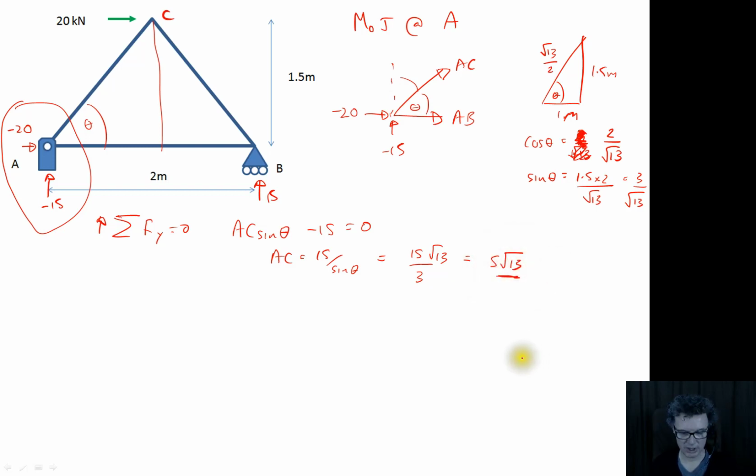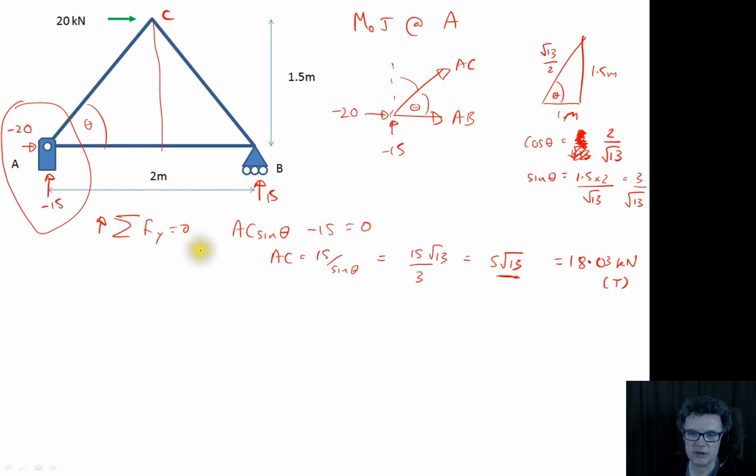I could then put it in my calculator and get a real number. So what's that? 5 times root 13 equals 18.03 kilonewtons, and it's a positive number, so it's going to be in tension.